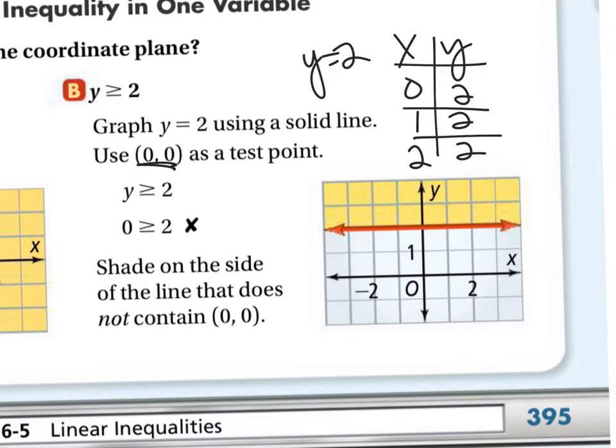So again, they tried 0, 0. Again, we only have one variable there to put it in for, so 0 in place of y is 0 greater than or equal to 2. And for once, the answer is no. So 0, 0 didn't work, which is below our line. So that means nothing below the line works. So that means the solutions would be above the line. So we would shade above the line in this case.